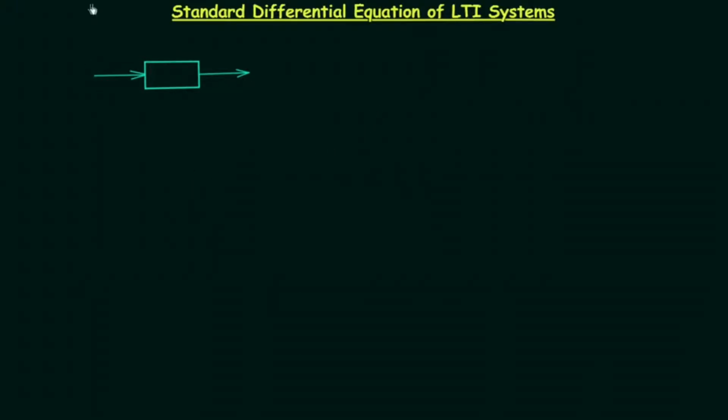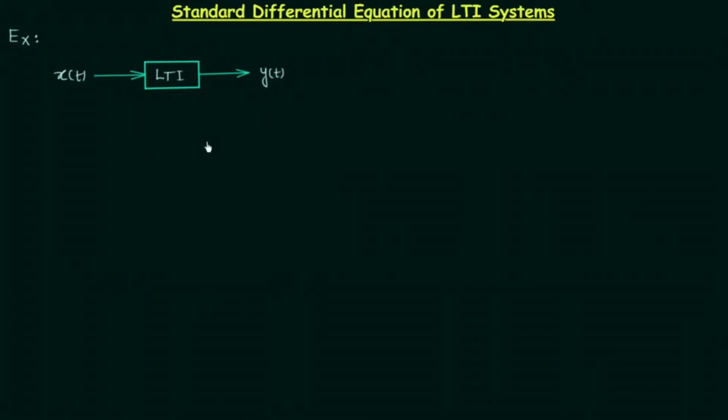Now in this lecture we will talk about the standard differential equation of LTI systems. First I will give you one example, and after this example we will find out the general equation. We will take the help of this example to find the general equation. In this example, this black box represents one LTI system. The input to this LTI system is x(t) and the output is y(t).